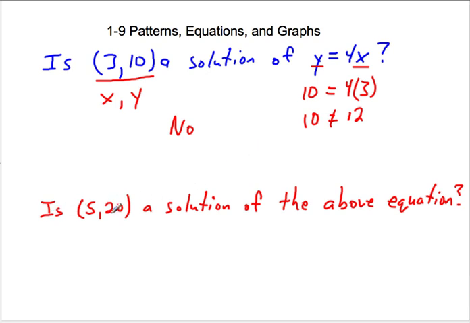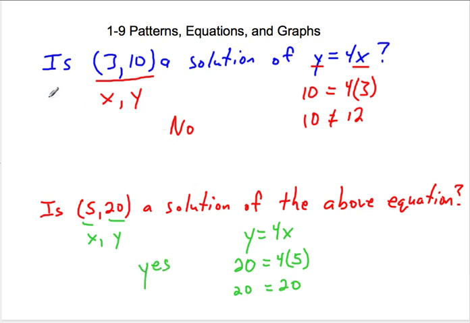Now down here we have, is 5, 20 a solution of the above equation? Okay, so now we're trying a different set of values. So we're trying 5 and 20. And again, the equation is y equals 4x. So instead of y, we're going to use 20, and instead of x, we'll use 5. And so we find out that 5, 20 is a solution to this equation. So we would say yes, it is.